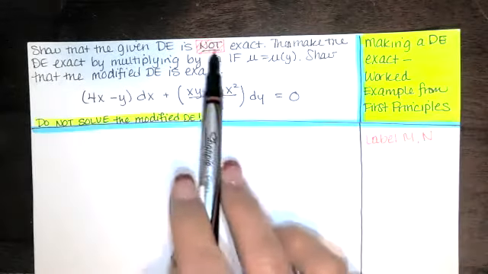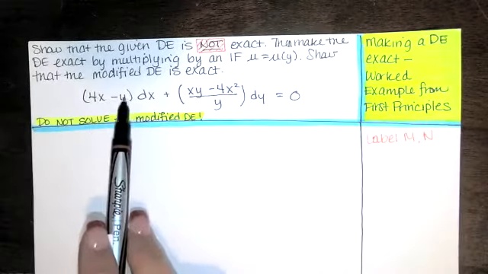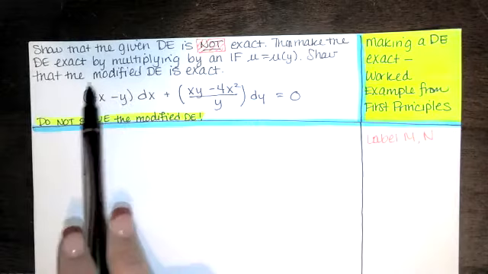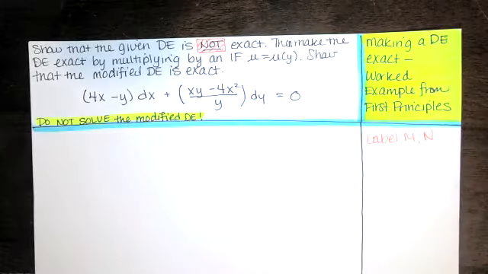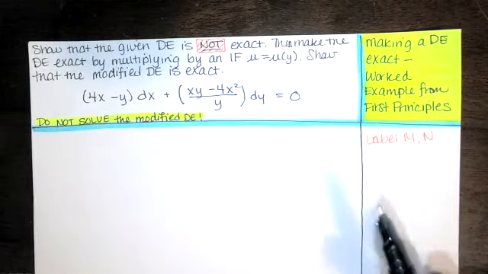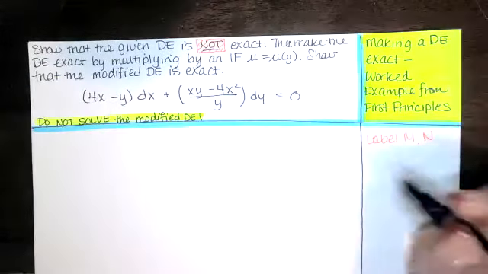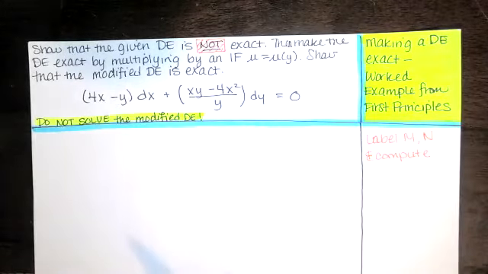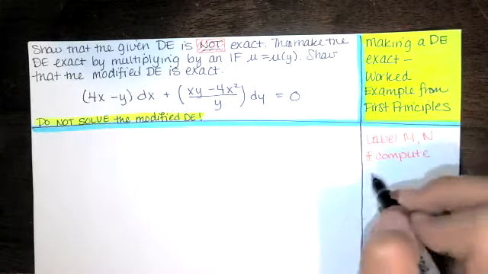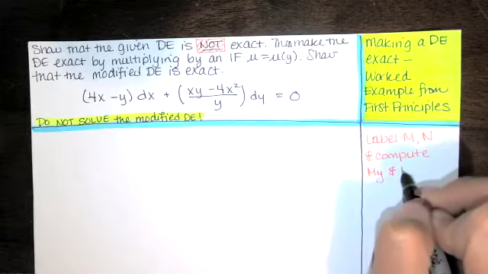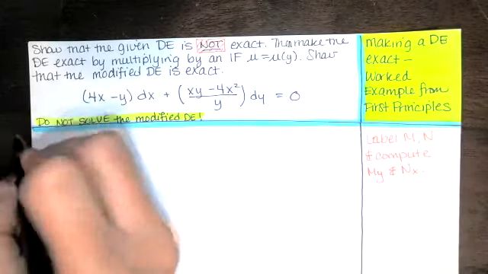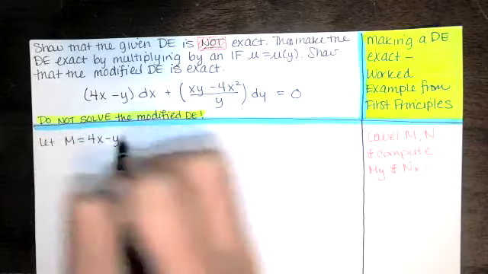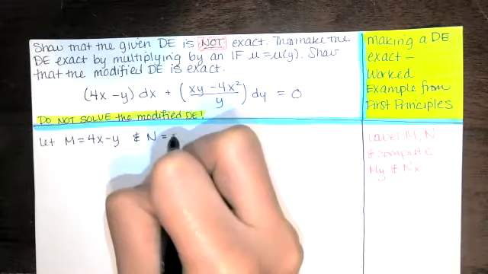Okay, to show that the given DE is not exact, the first thing that I would do is label these functions, the function multiplying dx and the function multiplying dy. In our class, we have tended to label this function M and this function N. Of course, different textbooks will label them differently. And then after you identify M and N, we'll want to compute the partial derivatives of these functions with respect to y and x respectively. So we'll start by doing that. Let M be the function multiplying dx and let N be the function multiplying dy.